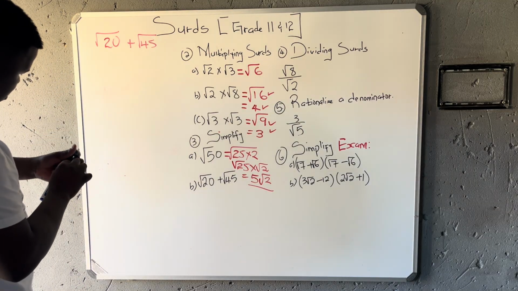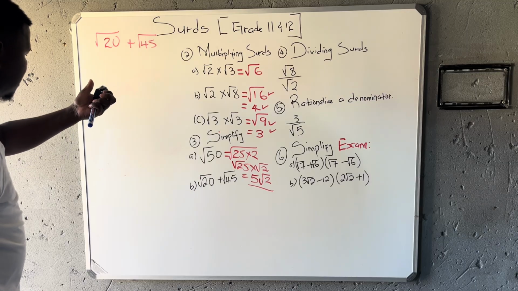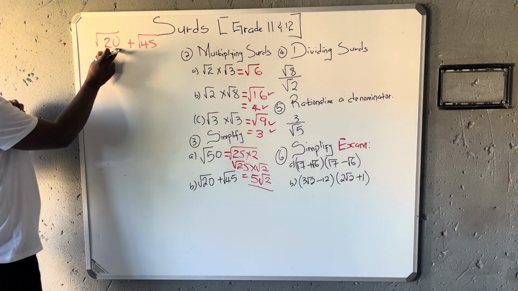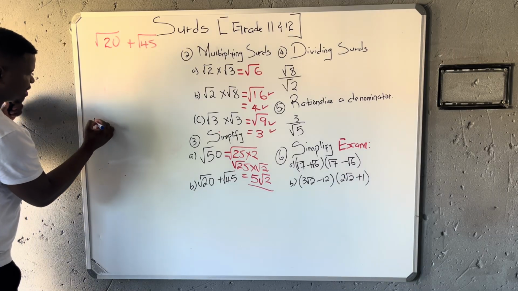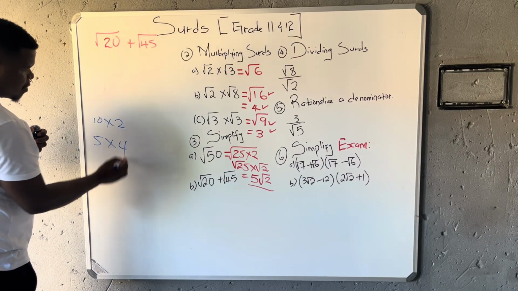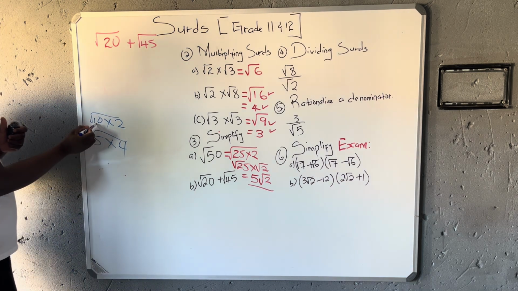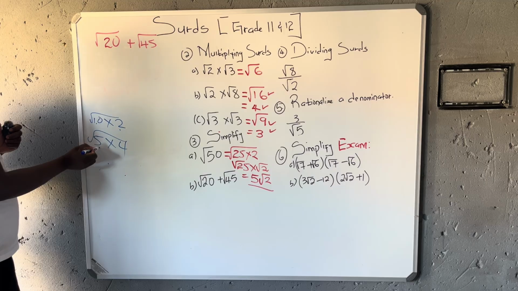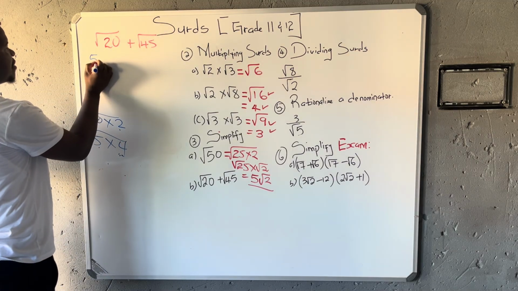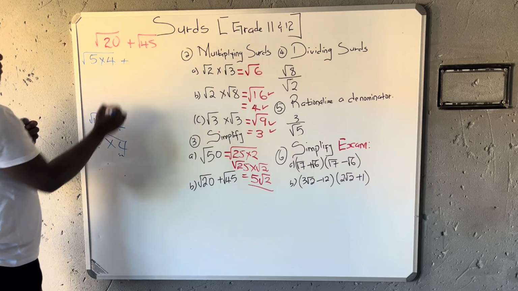Now, following the same method, I'm looking for factors of 20. So 20 is made of 10 times 2, 5 times 4. And then obviously, this is not a perfect square, this is not a perfect square. This is a perfect square. So I can use this set. So I can say 5 times 4. I'm still going to put this.